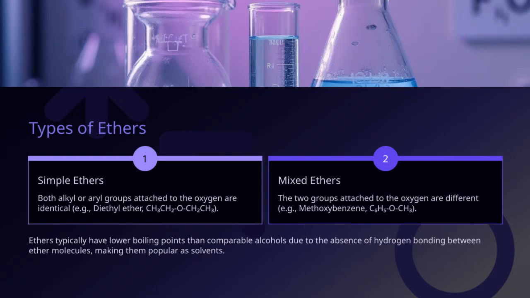Now let's take a closer look at the two main types of ethers. First, we have mixed ethers, like methoxybenzene, which has different groups attached to the oxygen. In this case, a phenyl group and a methyl group are connected via the oxygen atom.